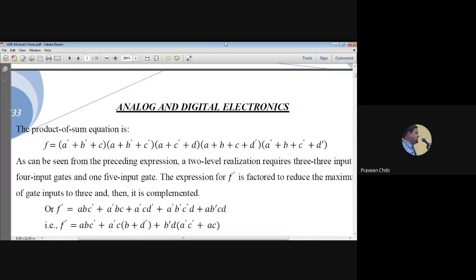Yes, sir. Is this the answer you got? F equal to A bar plus B bar plus C, then A plus B bar plus C bar, then A plus C bar plus D, then A plus B plus C plus D bar, A bar plus B plus C bar plus D bar. The last 2 are the isolated ones. First 3 are the pairs. Is that clear? This is actually F bar, right? It is not F directly. You write it as F bar. Sorry, F bar only it is.